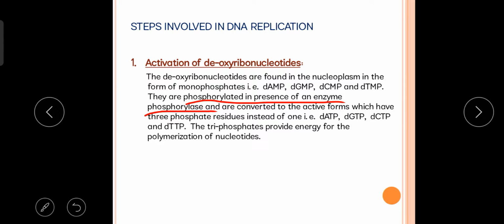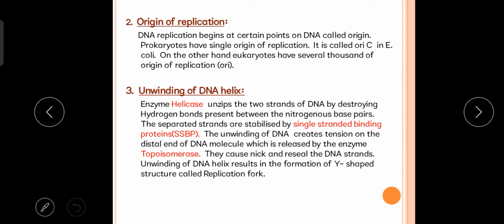And in this form they contain the energy for the production of the new DNA strand. DNA replication is an enzymatic reaction which requires a lot of energy, and this energy is provided by the triphosphate, that means the three phosphate groups. So this is the first step involved in DNA replication, which is the activation of deoxyribonucleotides. Now let's move to the next slide.